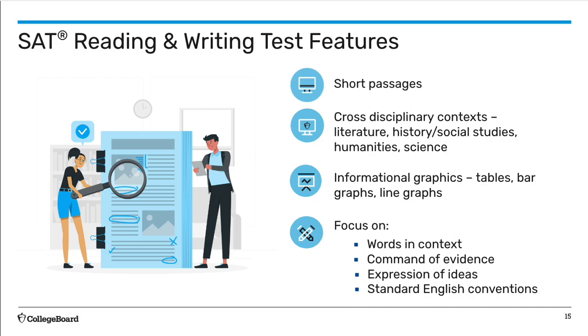Students will encounter a series of passages and also associated multiple choice questions. The passages will cover a range of academic topics, and the text will vary in complexity. Some of those contexts will include literature, history, humanities, and science. So students should expect to read various passages on different types of topics.